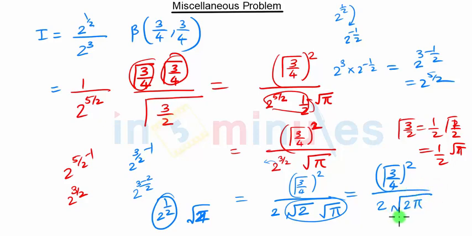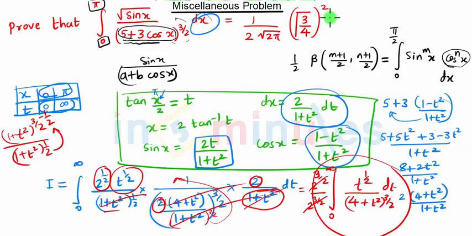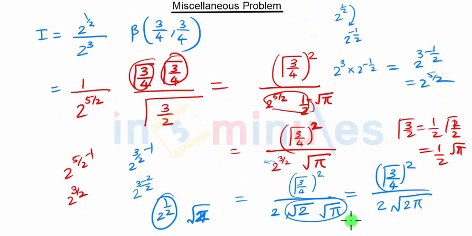This is the basic simplification of any terms. So now if you compare this term with our given question, these two terms are matching. So the left hand side is equivalent to the right hand side, hence proved. And this is how we solve the miscellaneous problem on beta and gamma function. More such problems we will see in our next video, so stay tuned for our future lectures.